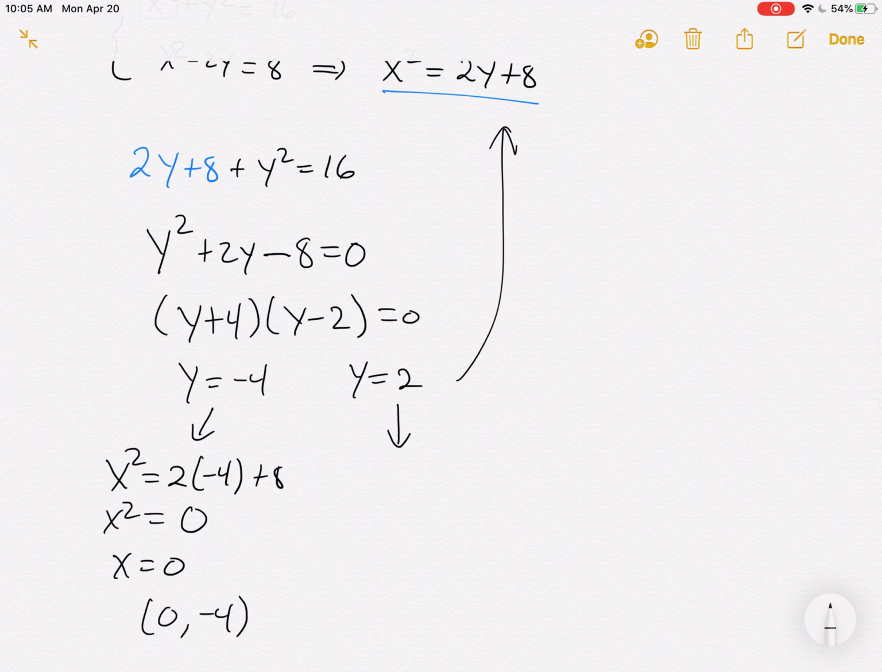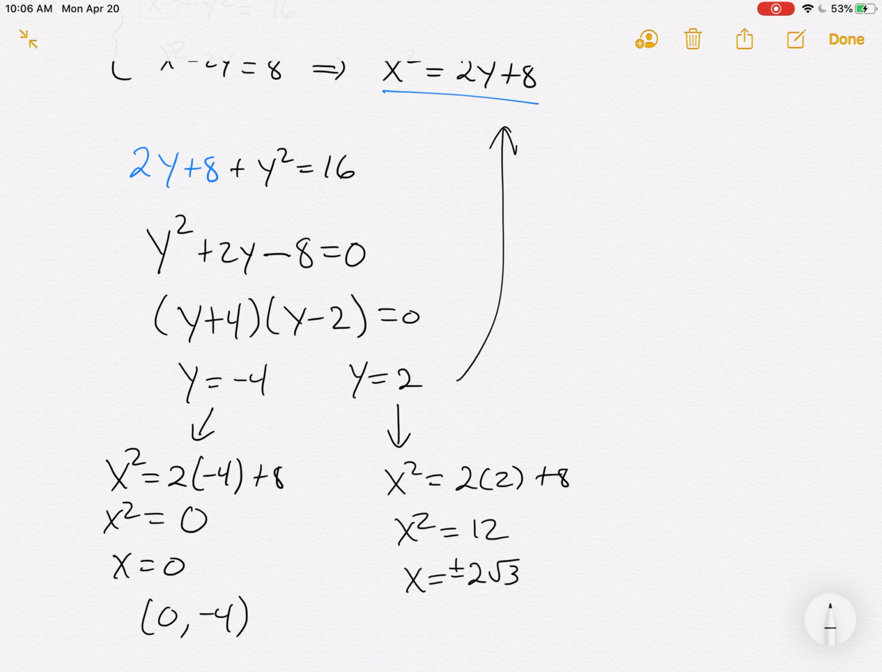Out of this second one, when y is equal to 2, we get x squared is equal to 2 times 2 plus 8, or x squared is equal to 12. Or x is equal to not just 2 root 3, but plus or minus 2 root 3. And we get two other solutions, which makes way more sense to us. And so we get a total of 3. So 0, -4 must be the base of that parabola, and that's where that circle is intersecting.